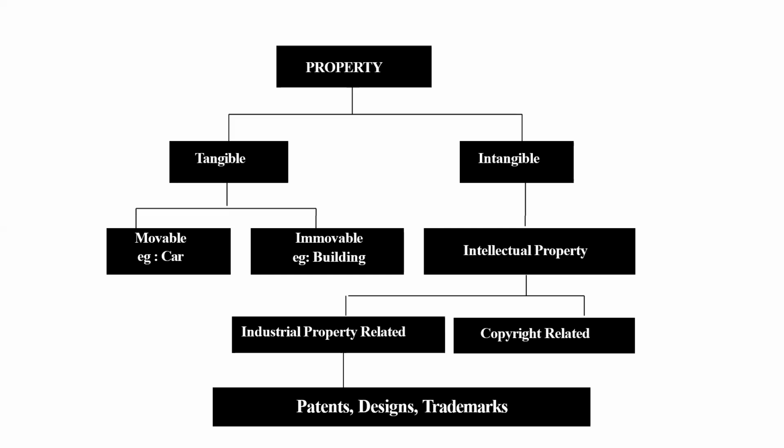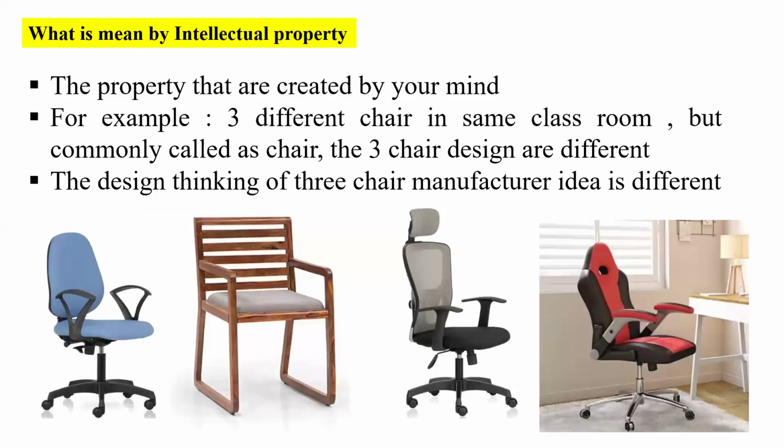So the property is normally tangible and intangible. The tangible is normally movable, immovable, land and all those stuffs. The right side, intangible, is what we are talking about. Intellectual property is talking about copyright, then patents, designs and trademarks. Intellectual property means that which is created by your mind.